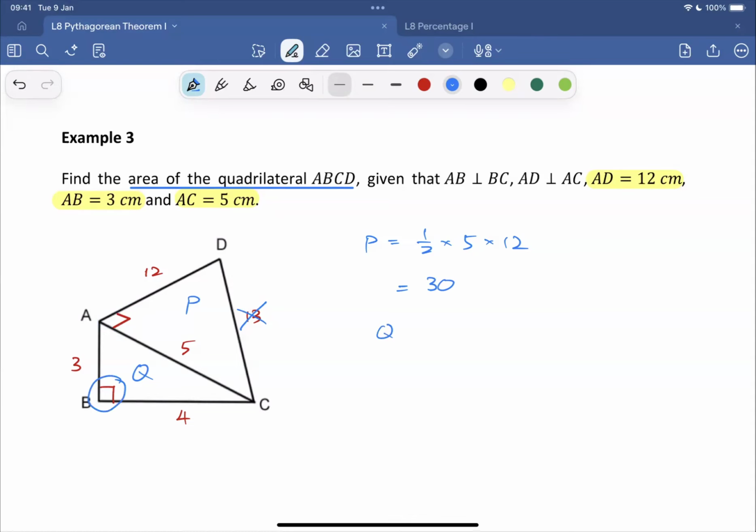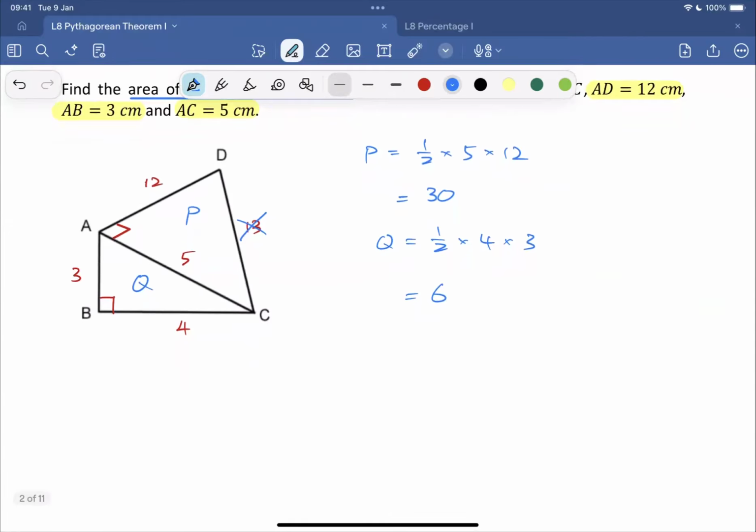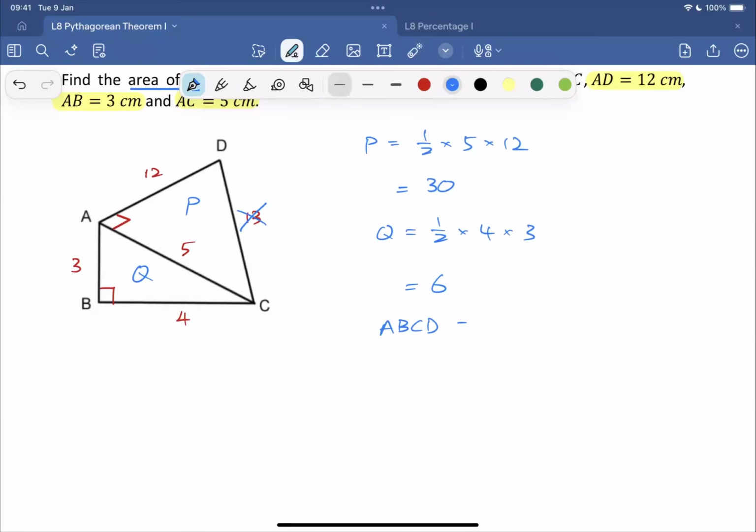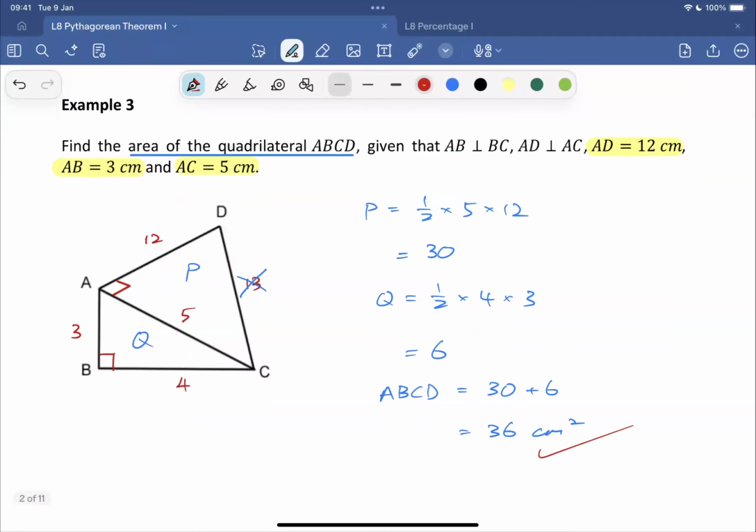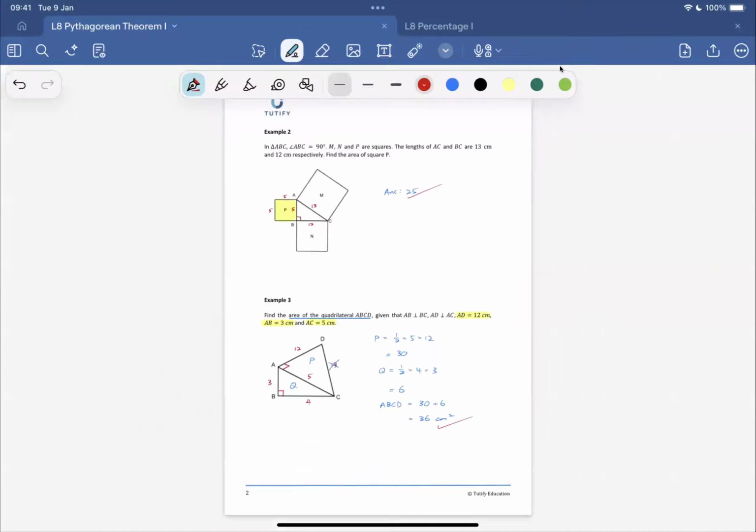Again, look out for the 90-degree angle. Half times the base times the height. And that will give us 6. So if you add them together, the area of the entire diagram, quadrilateral ABCD, equals 30 plus 6, and we have 36. There you go, students. Straightforward, right? Anyone have any questions about this? All right, so far so good.